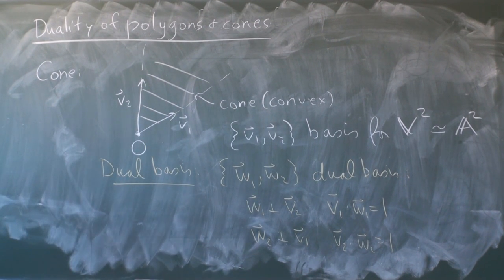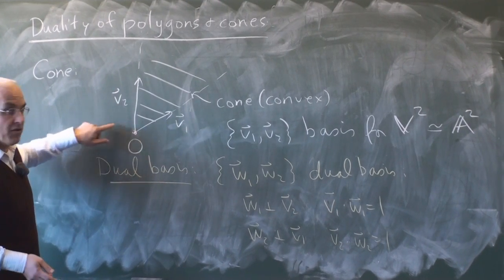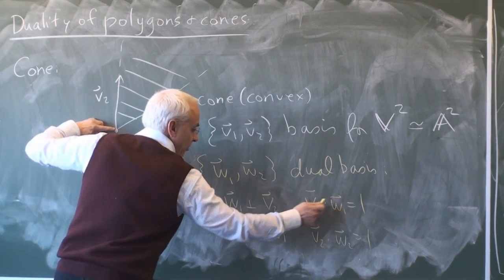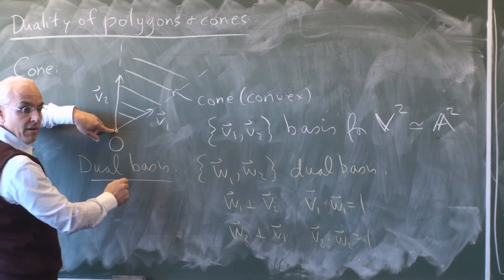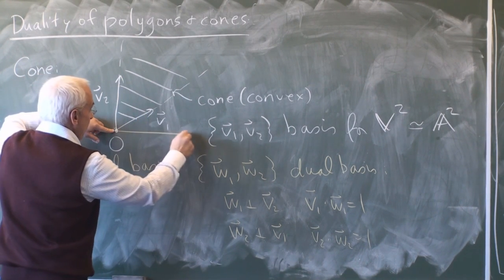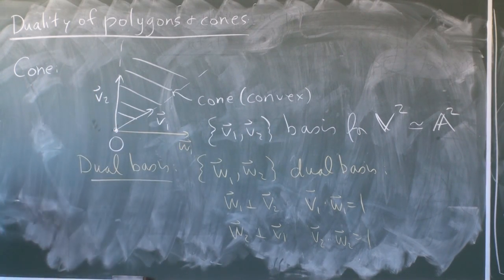So what does that mean in this case? W1 is going to be perpendicular to V2. It's going to be in this direction. Its dot product with V1 has got to be equal to 1, so it's in this direction, and it's so that the dot product between here and here is equal to 1. So maybe W1 might look like this. Okay? That being perpendicular.